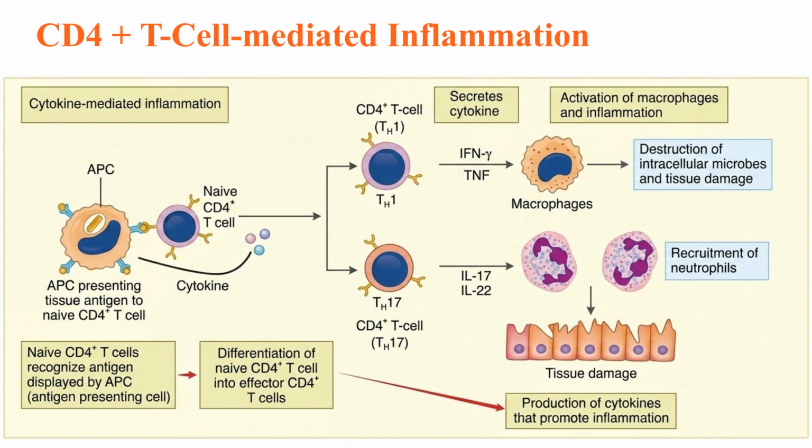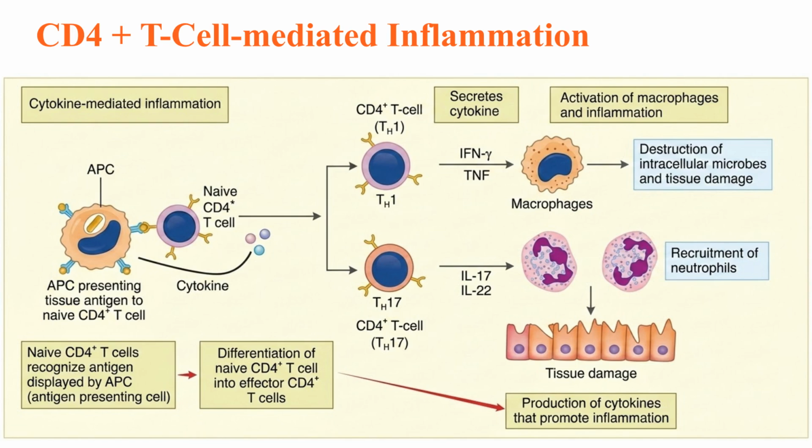So naive CD4 positive T cells encounter this tissue antigen, which is presented beautifully on a platter by antigen presenting cells, and depending upon which cytokines are released at that moment of time, they differentiate into two major effector lineages, either Th1 cells or Th17 cells. And once differentiated, these two effector cells use different weapons. Th1 cells produce cytokines such as interferon gamma and tumor necrosis factor. Now, if you talk about interferon gamma, it is the single most powerful activator of macrophages.